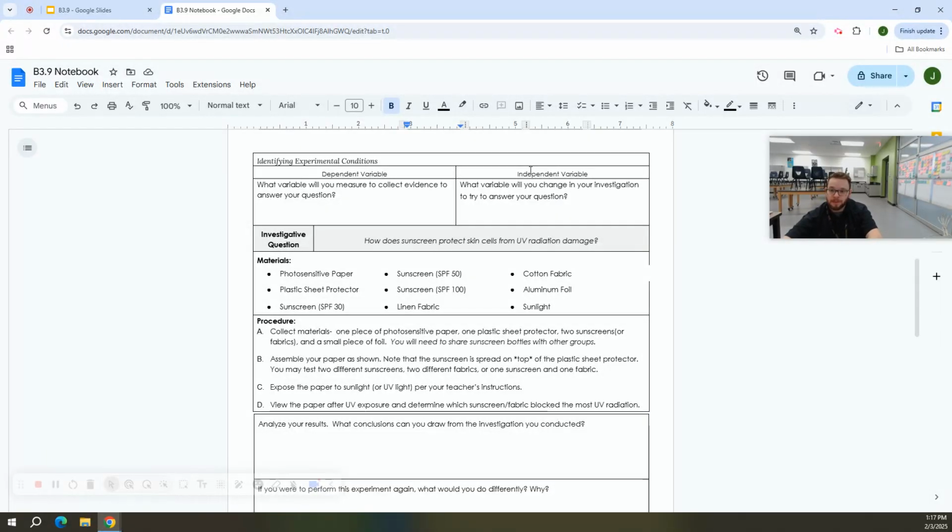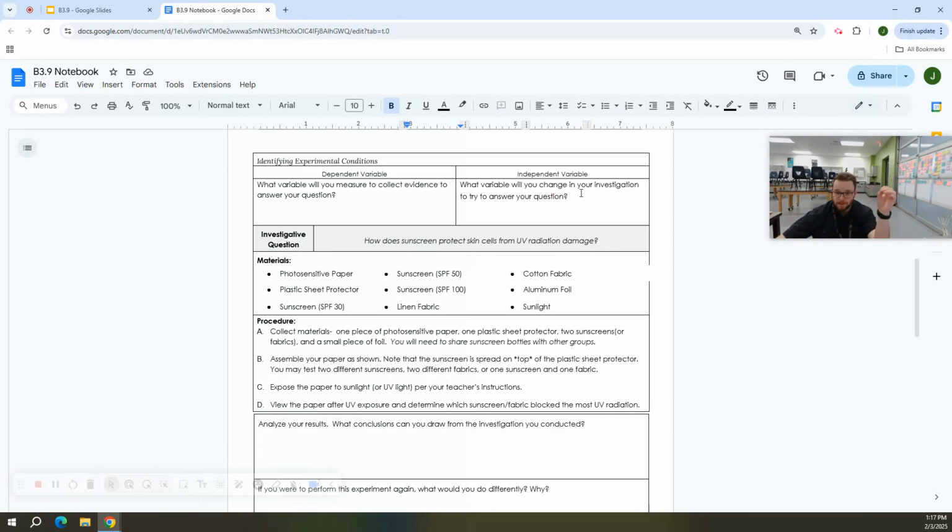So it's going to be something to do with the color of the paper, and then what are you kind of expecting to see from the color of the paper? And then what variable are we going to change? So what are you changing in each of those squares? That is your independent variable.